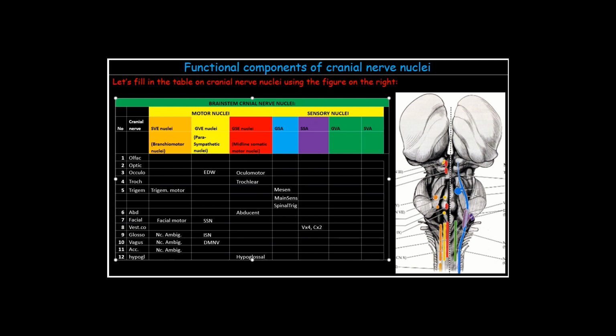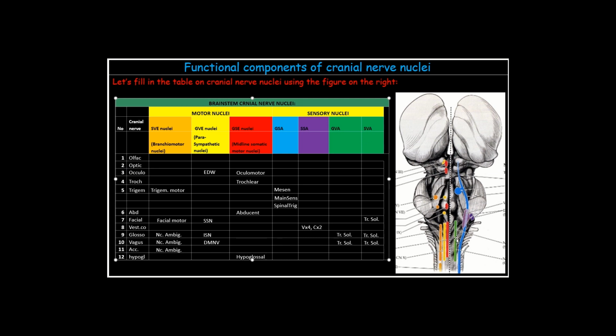Now let's take up the special somatic efferent column, which has been shown in blue over here. That comprises the vestibular and cochlear nuclei. There are four vestibular nuclei and two cochlear nuclei. Vestibular nuclei are concerned with the regulation of balance, whereas the cochlear nuclei are concerned with the hearing function. These belong to the eighth cranial nerve, the vestibulocochlear nerve, so I've put that over here.